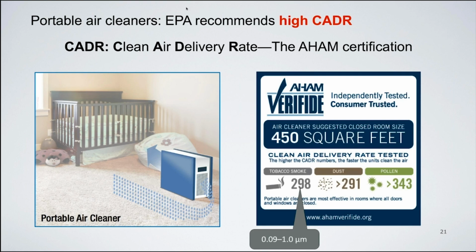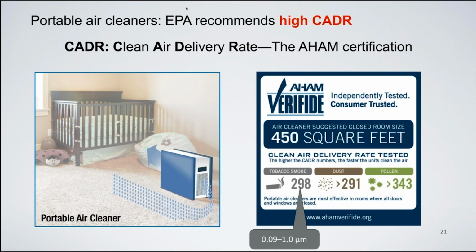Now, if you look over here on the right, there's a larger number under pollen. What that means is that the device is producing perhaps 350 cubic feet per minute, and of those 350, 343 have been cleaned of pollen, because pollen is bigger, chunkier stuff, so it's easier to take out. But of that airflow, probably only 298 could be considered clean of tobacco smoke, of the small particles that we care most about.